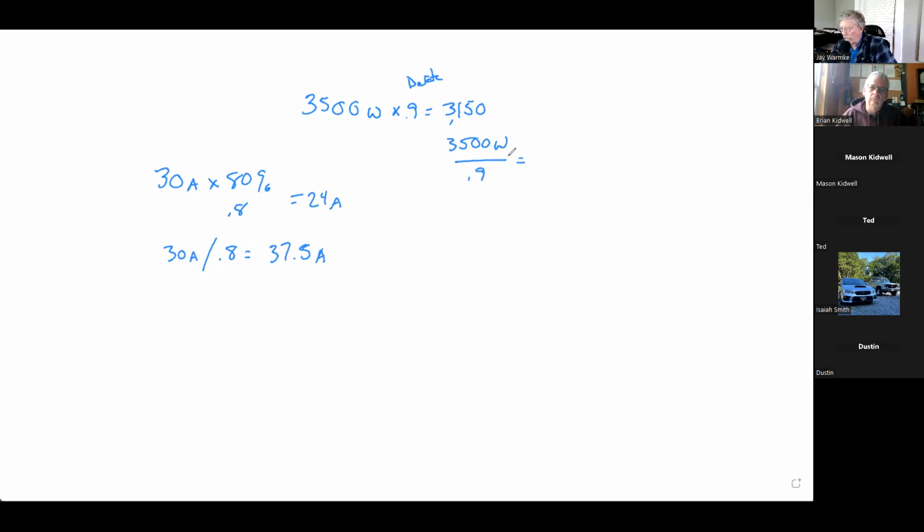And now I need a 3,888.89 watt array because it's only 90% efficient. Okay. So this is something to bear in mind when you're doing these things. I just think, do I need a bigger number when I'm done, or do I need a smaller number? And if you get a smaller number, you did it backwards.